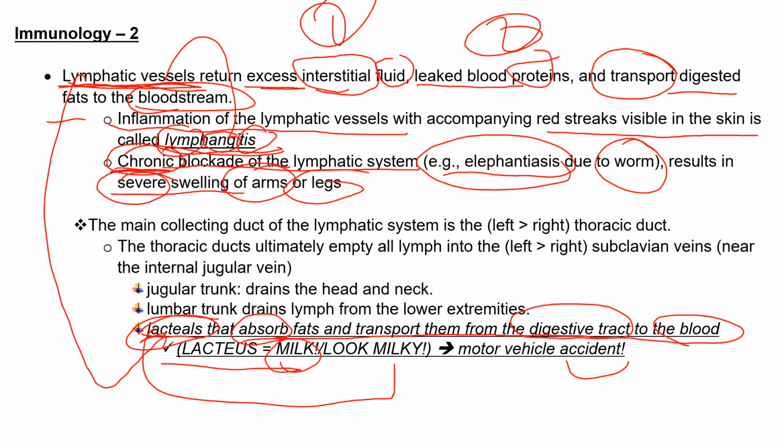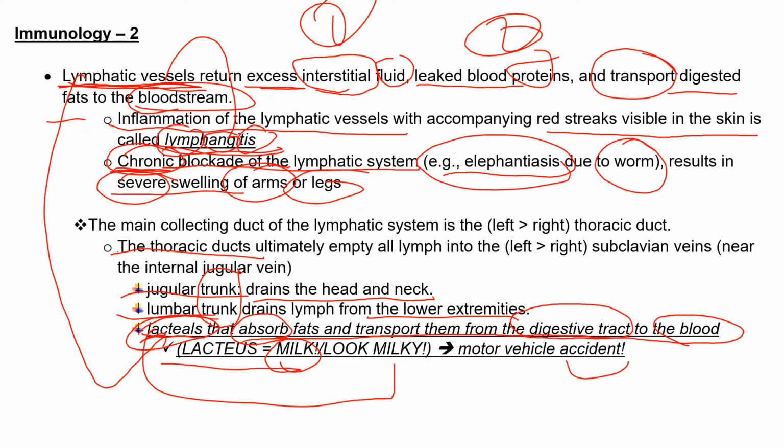So lymphatic vessels, just like blood vessels, just like veins, join together and form larger lymphatic vessels. We call them trunks. For example, a trunk that drains head and neck is called the jugular trunk. A trunk that drains lower extremities is called the lumbar trunk. So eventually all of these larger trunks join together and form the thoracic duct on the right, and on the left form the thoracic duct on the left.